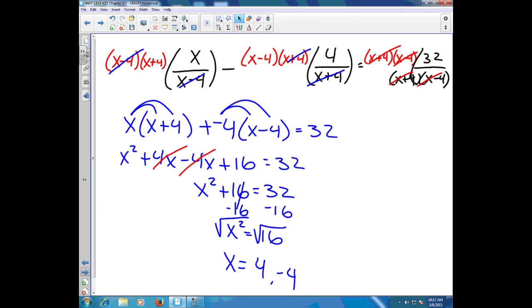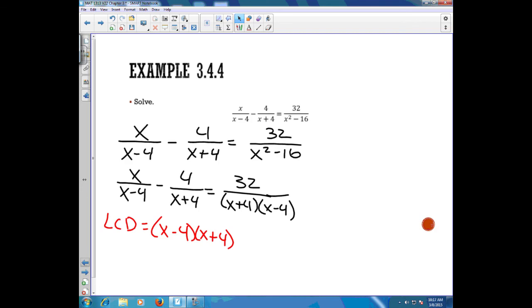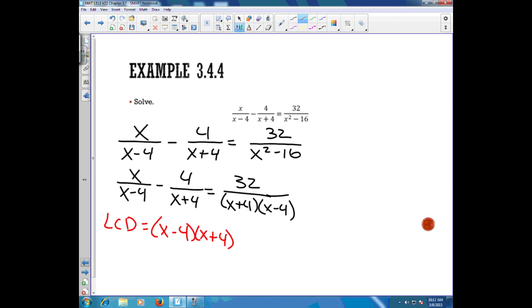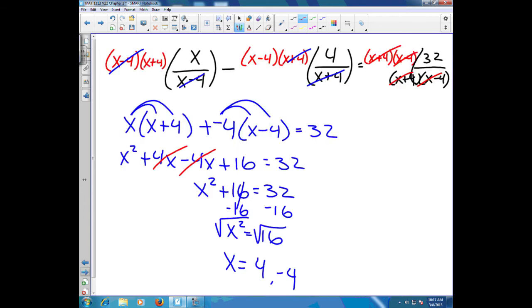Remember that quadratics will have two solutions. So we have two solutions to this equation. But also remember that we need to check them. And so if we go back to the original equation, you'll see that in the denominator we have x minus 4 and x plus 4. Well, if x is positive 4, and we plug in positive 4 here, we get 4 minus 4, and that goes to 0, so we can't use that answer. And so it can't be positive 4.